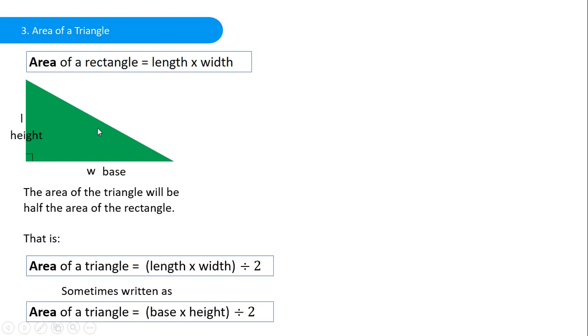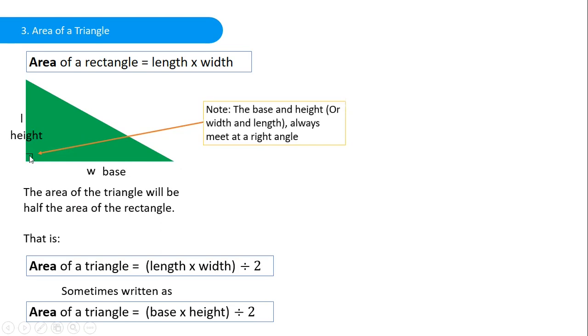Note that on a triangle, the base and the height, or the width and the length, always meet at a right angle. And we'll see in the next example that often we are given more measurements than we need, so we will use the ones that meet at the right angle.